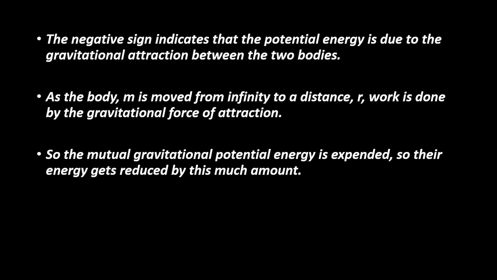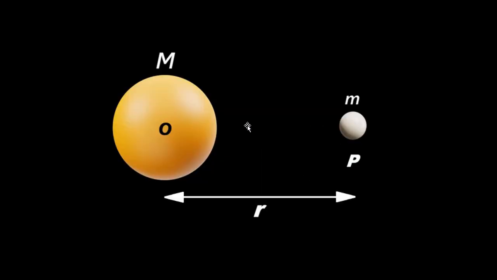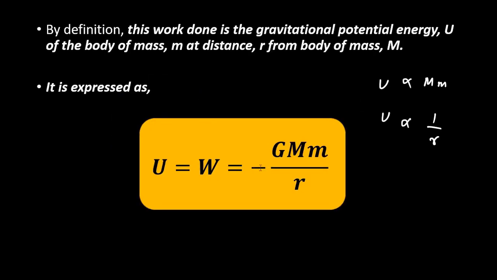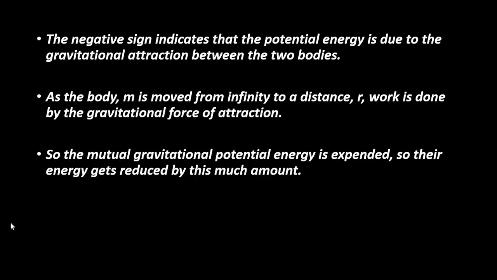So energy is used up by the gravitational force to change the position of the object. As a result, the gravitational potential energy is expended, so it gets reduced by this much amount. And as the separation gap decreases, the gravitational potential energy keeps on reducing like that. So this is the meaning of the negative sign. Magnitude wise, it is simply G capital M small m by r. The negative sign says that the work is done by the gravitational force of attraction.